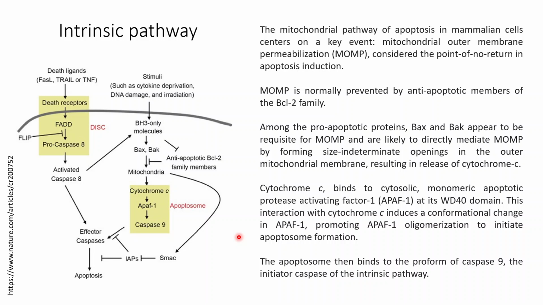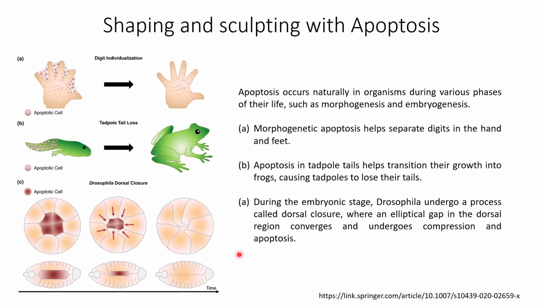Cool. So that's the extrinsic and intrinsic pathway, and I hope that revised it for you in your minds. Another interesting aspect of apoptosis is how it is important during homeostasis, and it can actually lead to morphogenesis in different organisms. So naturally, it occurs in organisms during various phases of their life, such as morphogenesis and embryogenesis.